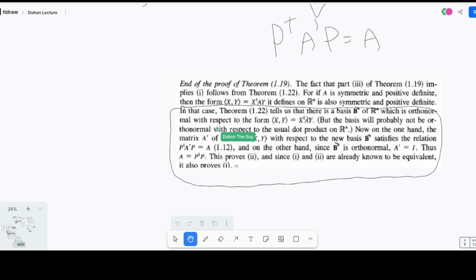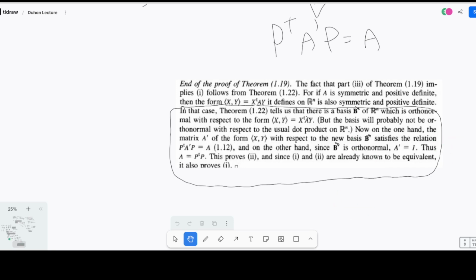Probably should do this. The form <x,y> with respect to the new basis B defines the relation PᵀA'P = A. So I'm not sure. Yeah, this is not working out, man. I'm so terribly sorry.